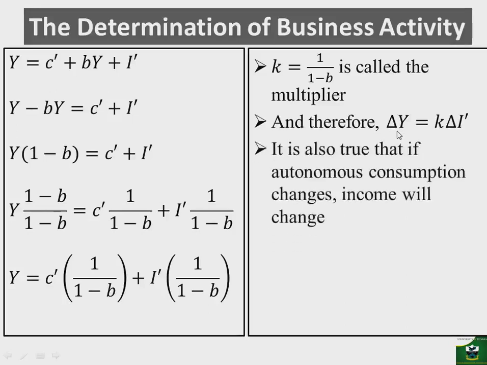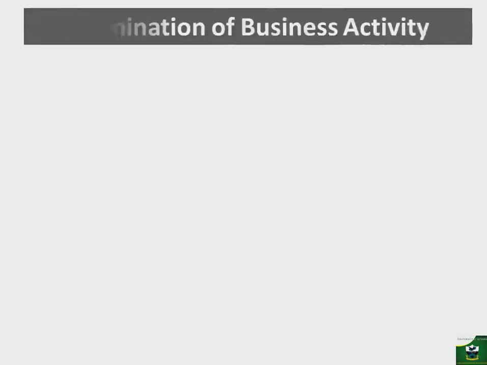So it is also true that if autonomous consumption, that is this consumption here, the consumption that does not depend on income, if this consumption changes, income will also change. And just like autonomous investment, the change in income will be more than the change in autonomous consumption because of the multiplier effect. And therefore, the change in income will be equal to the multiplier multiplied by the change in autonomous consumption.